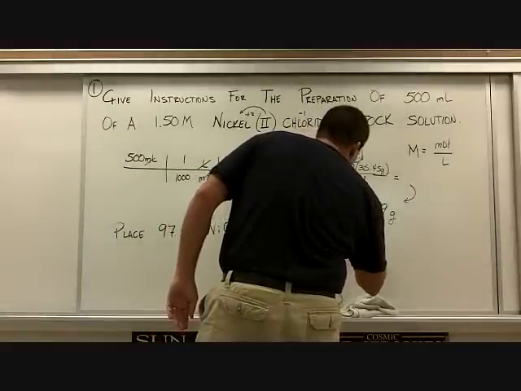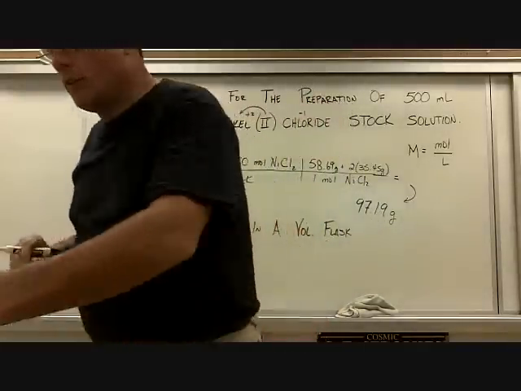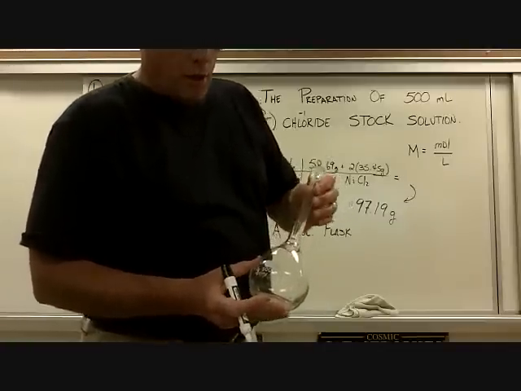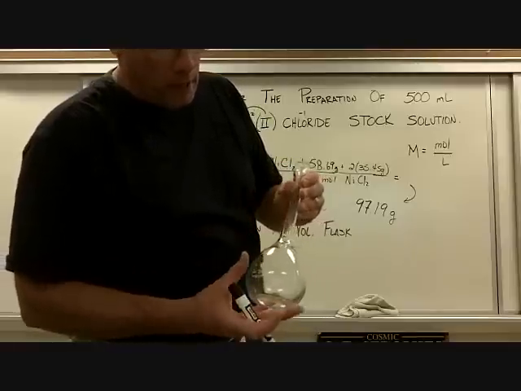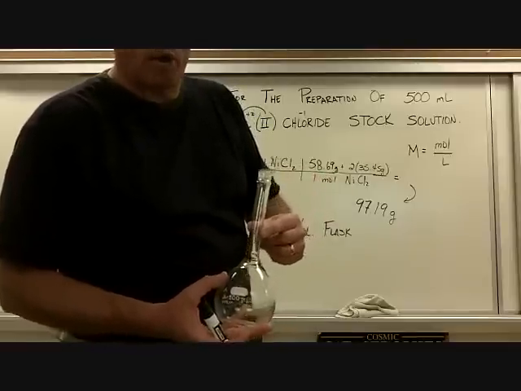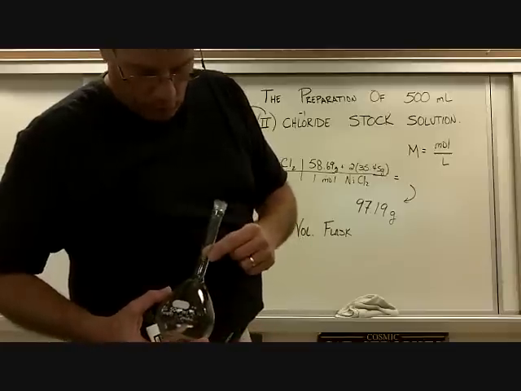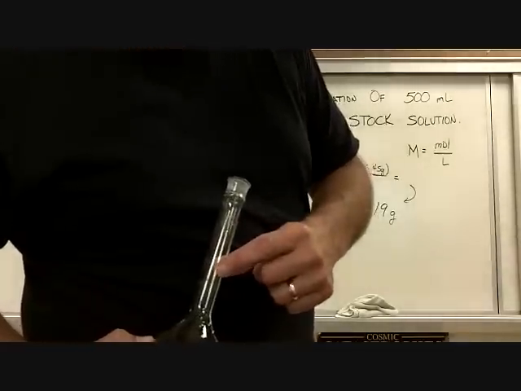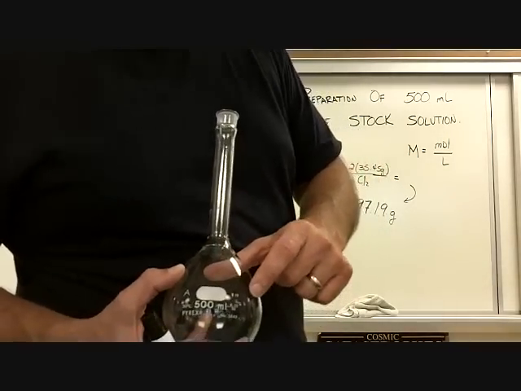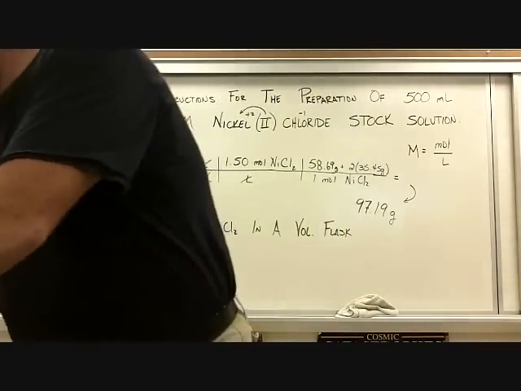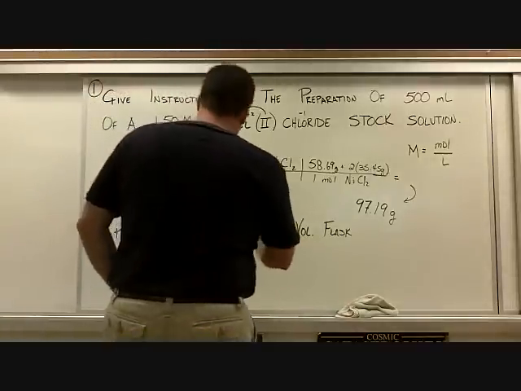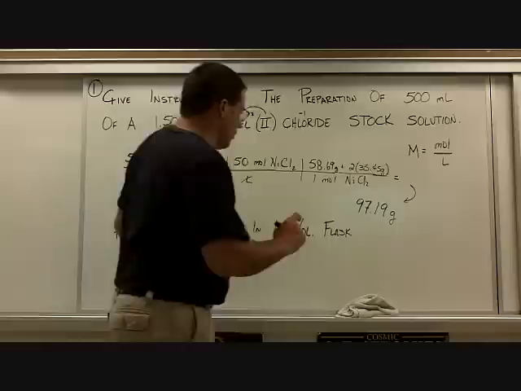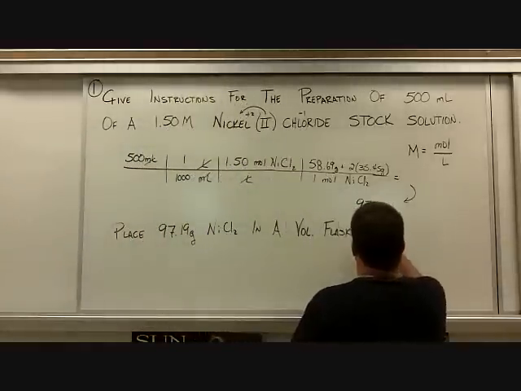A volumetric flask is a unique measuring device that we use in chemistry. It's rather unique in that it only has one marking, one measurement, and there's a single line there. I don't know if you can see it on here. That's our marking for this flask, which is 500 milliliters. So we're going to place the 97.19 grams of the nickel 2 chloride in the volumetric flask, and then Samuel will add enough.